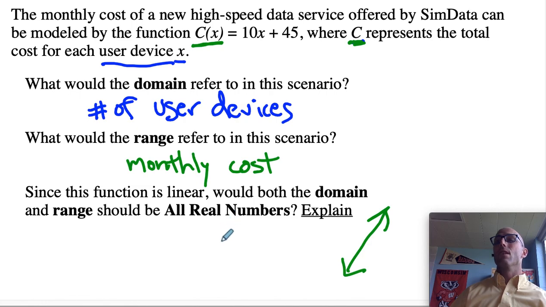No, it's actually not. My explanation, which you can write down if you want, would be that negative values do not make sense. That would be one thing that we could say about this function and the reason why it would not be all real numbers. Okay, there you go, domain and range.